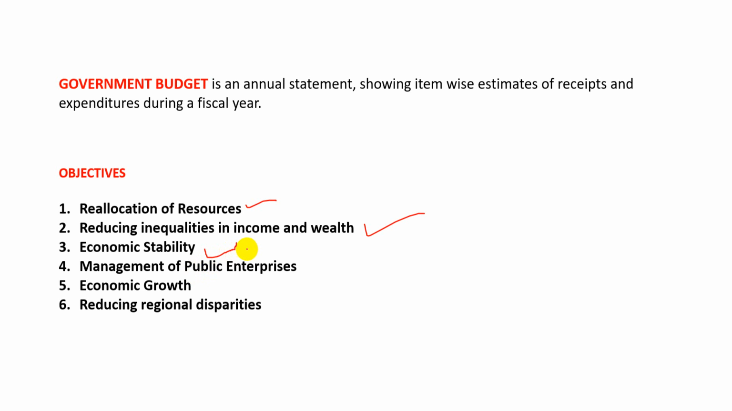Next is management of public enterprises. There are a large number of public sector industries where the government has the natural monopolies which are established and managed for social welfare of the public. Budget is prepared with the objective of making various provisions for managing such enterprises and providing them financial help.